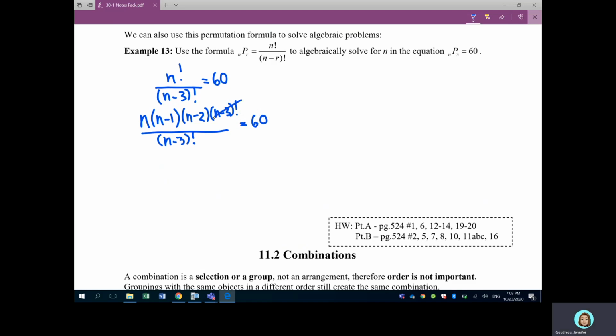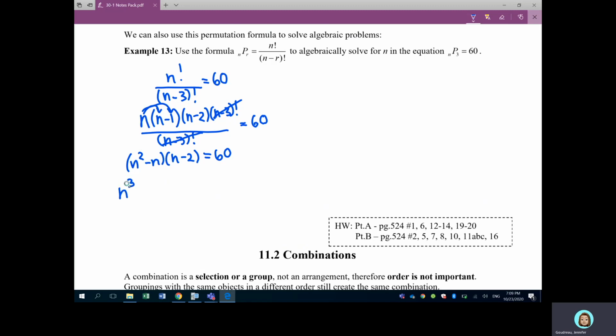We can simplify, so the N minus 3 factorial takes out the N minus 3 factorial, and now we have an equation without that factorial notation, which is great. I'm going to expand on that left-hand side. So I'm going to start by multiplying that coefficient into the binomial, which gives us N squared minus N. We still have the N minus 2, and it still equals 60.